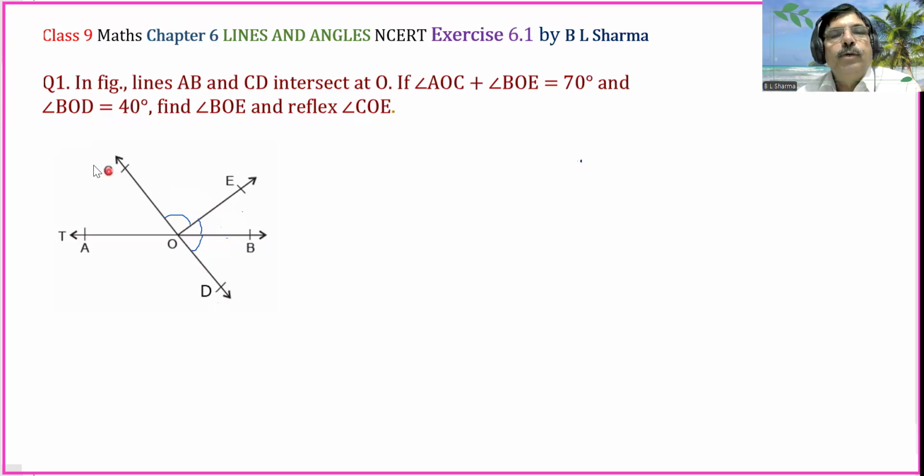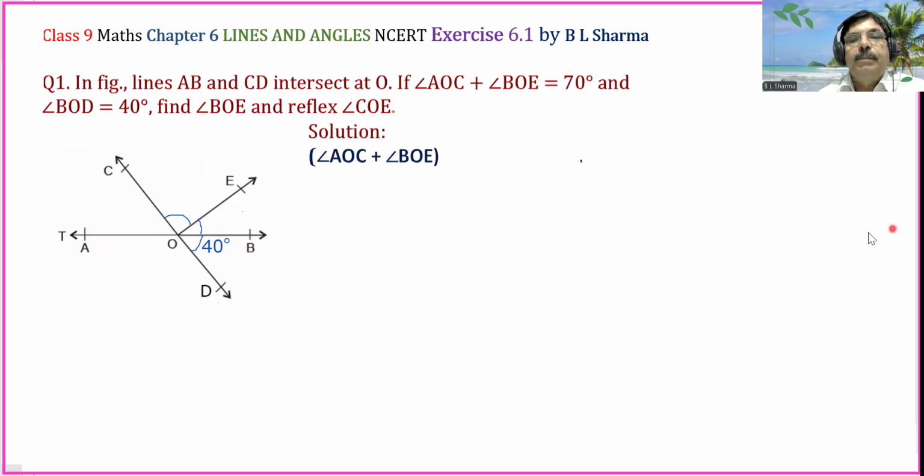Exercise 6.1, question number 1. In the figure, lines AB and CD intersect at point O, and it is also given that the sum of angle AOC plus angle BOE is 70 degrees, and angle BOD is 40 degrees. Find angle BOE, and reflex angle COE. See, this angle is 40 degrees. And it is also given that angle AOC plus BOE, the sum is 70 degrees. So you can write angle AOC plus angle BOE plus angle COE is 180 degrees.